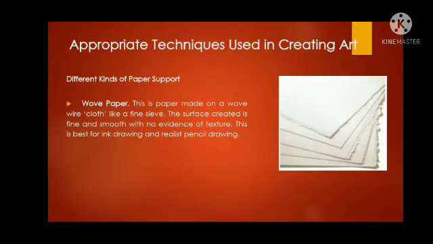Next we have the wove paper. This is a paper made on a woven wire cloth like a fine sieve. The surface created is fine and smooth with no evidence of texture. This is best for ink drawings and realist pencil drawing. Wove paper, developed in the mid 18th century, is made from trays with a tightly woven wire mesh which leaves a smoother surface and no visible lines. Artists use both handmade and machine-made paper, although handmade is often used for printmaking. Fine drawings were greatly developed with the design of wove paper.